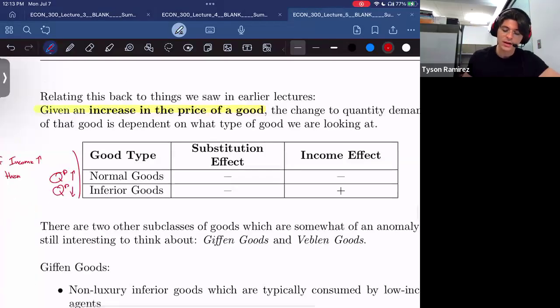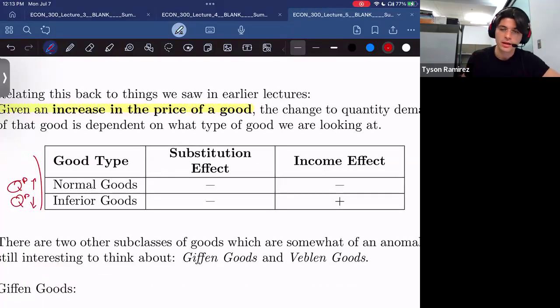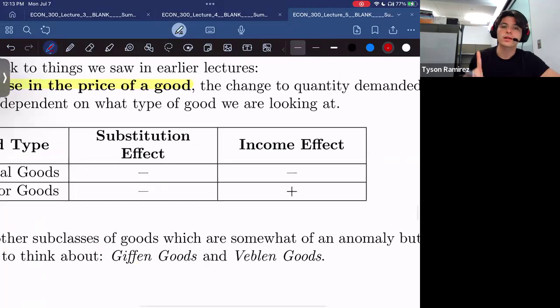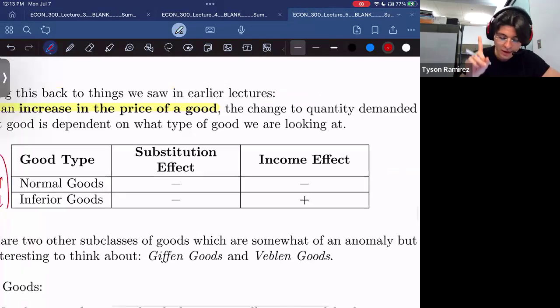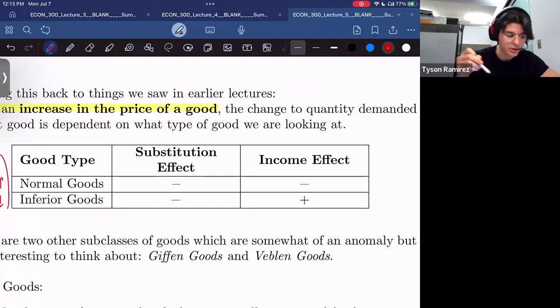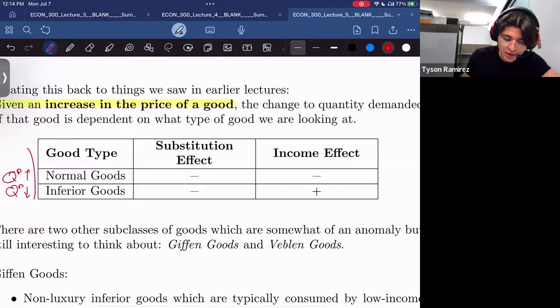So for a normal good, when the price of a good goes up, the substitution effect is negative and the income effect is negative, right? Our income went down, so we're going to buy less of this stuff. We're probably going to go to generics. Clearly, if something becomes more expensive, I'm going to buy less of the expensive thing and more of the less expensive thing. So intuitively, the substitution effect for a normal good is negative and the income effect is also negative.